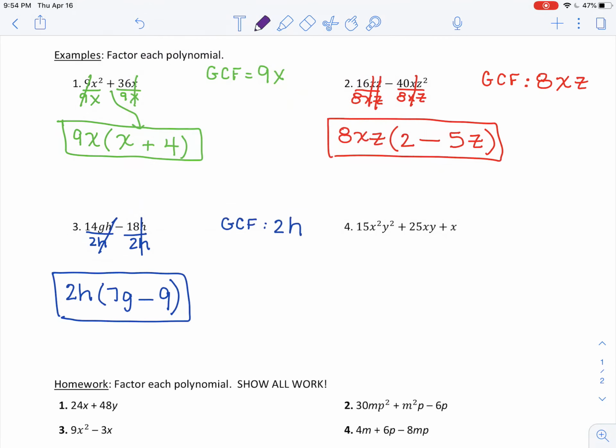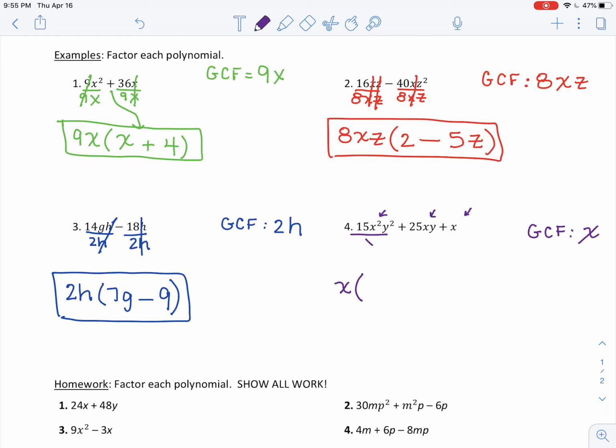Okay, in question number 4, notice that we have 3 terms. When we find the greatest common factor, we still have to look for something that divides into all 3 terms. And when I look at the last term here, it's just a plain old x. So the only possible thing I could take from every term is an x. And I double check that yes, every single term has at least one x. So that's my greatest common factor. So I'm going to take an x out of each term. I put that in front of parentheses.